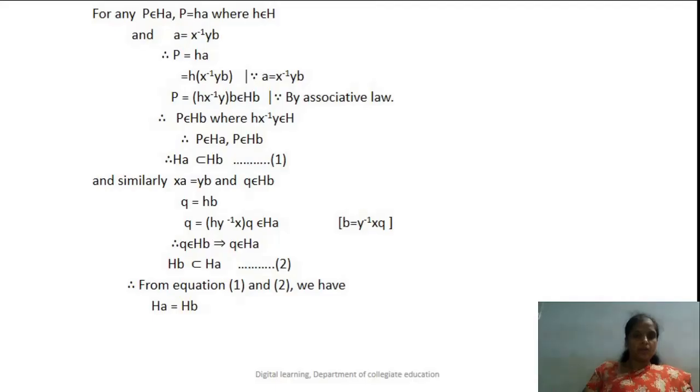In equation number 1, you can observe Hb on the right hand side. In equation number 2, Hb is on the left hand side. Here it is acting as a set, here it is acting as a subset. Therefore these two are equal. Therefore Ha is equal to Hb.